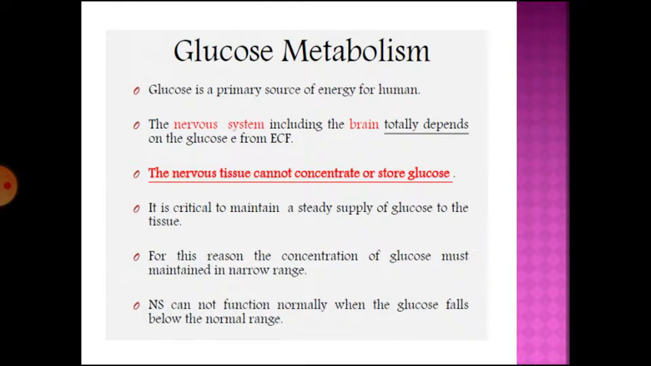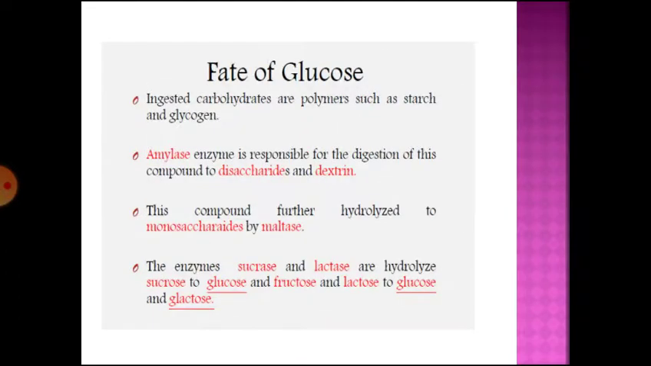The nervous system and brain depend only on the glucose present in the extracellular fluid. In the brain, by extracellular fluid we mean the CSF. The nervous tissue cannot concentrate or store glucose, so it is critical to maintain a steady supply of glucose to the tissue. For this reason, the concentration of glucose must be maintained in a narrow range. The nervous system cannot function normally when glucose falls below the normal range.